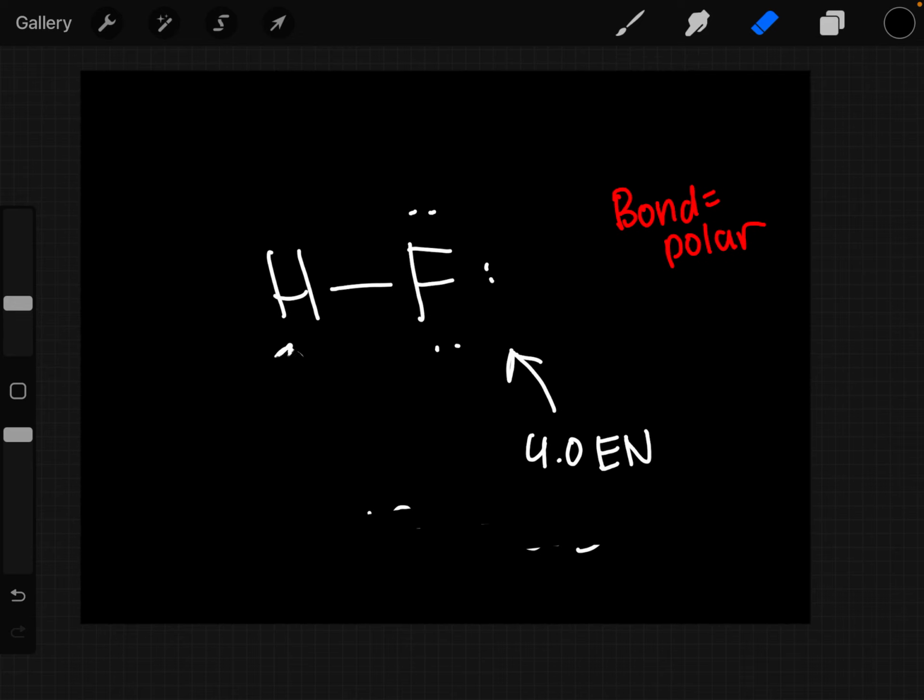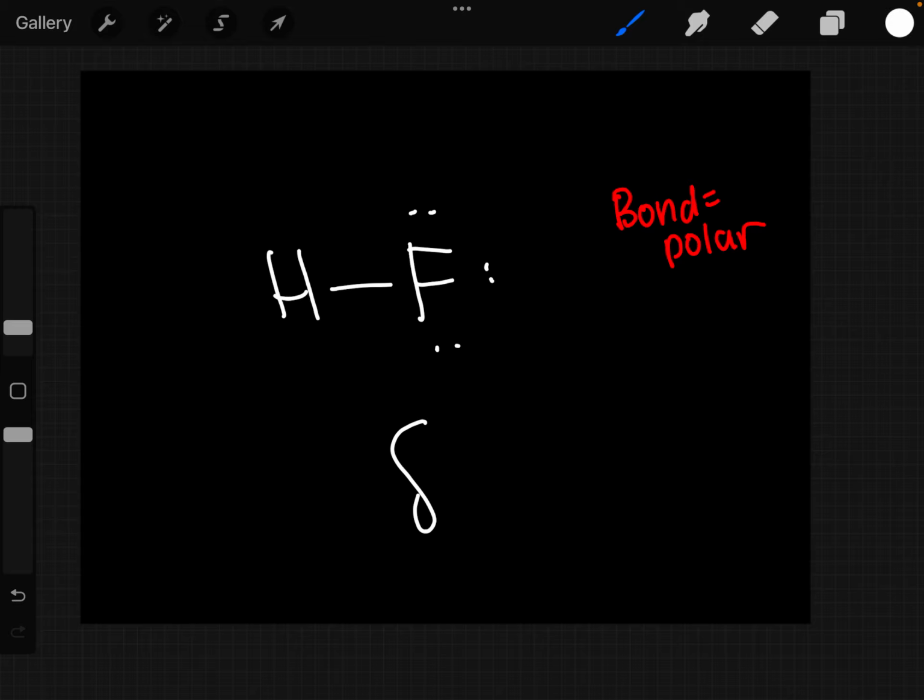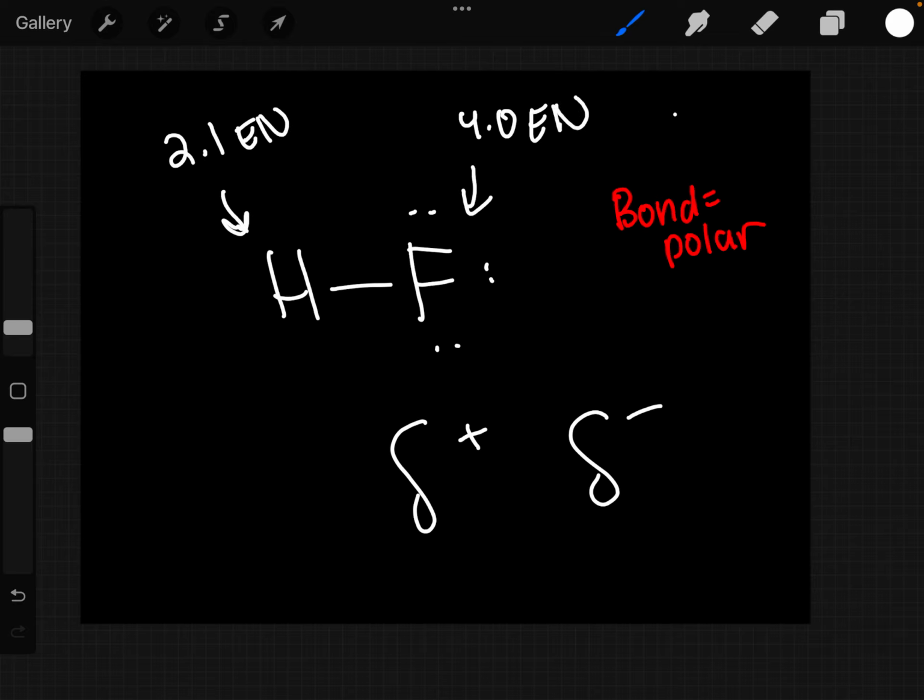To do that, we look at dipoles. With dipoles, we have a positive side and a negative side. So this one would be 2.1 electronegativity, and this would be 4.0 electronegativity.